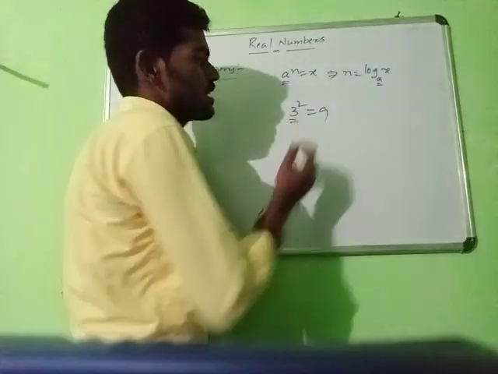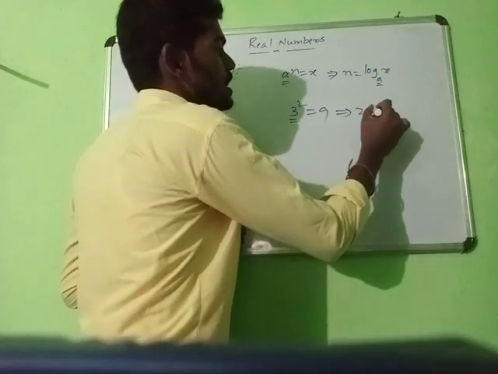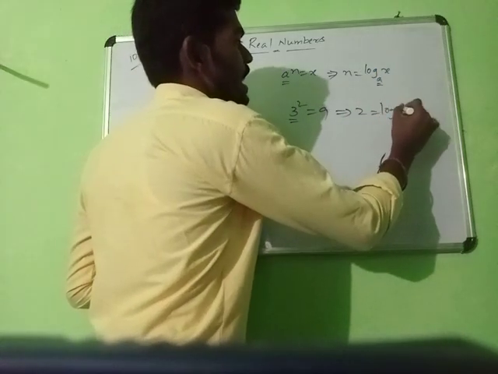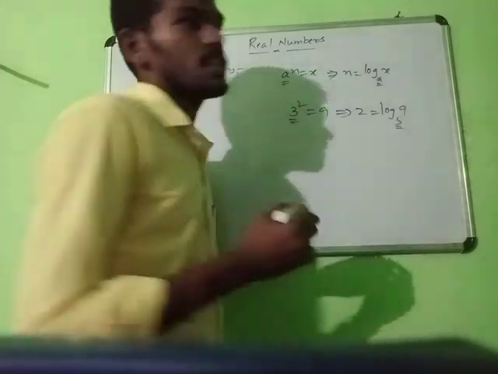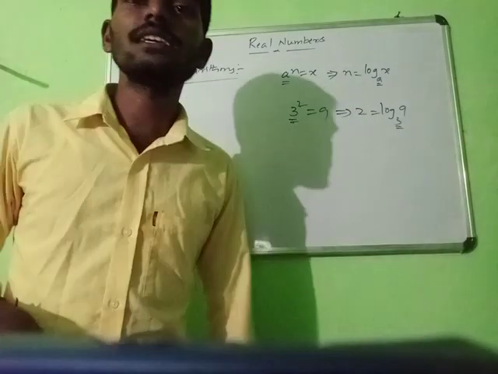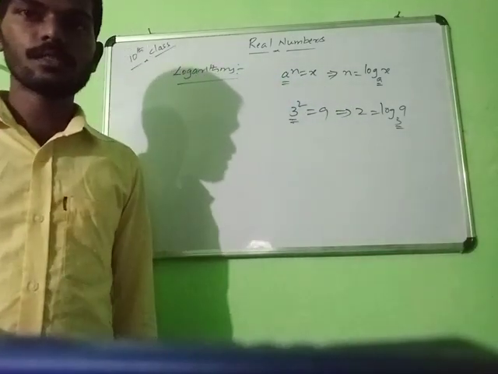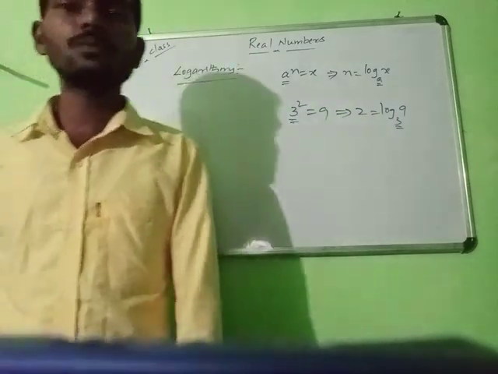Here what is the base? 3 is the base. Then n, which is 2, is equal to log 9 base 3. Here also the base 3 will come. This is how, if the exponential form is given, we convert it into logarithmic form.